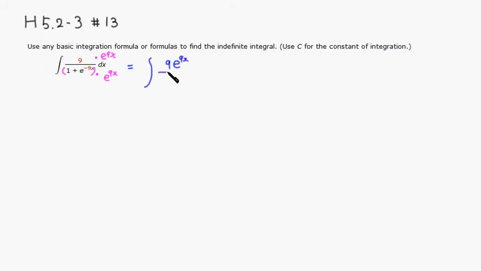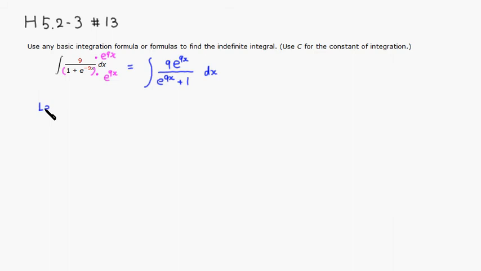And on the bottom, 1 times e to the 9x would be e to the 9x. Then e to the 9x times e to the negative 9x. So e to the negative 9x is simply the reciprocal of e to the 9x, so they cancel each other out, and you get 1, which is kind of nice. Then with respect to x, so you have to put dx there. Now this is a little easier to work with, so we're going to use a substitution.